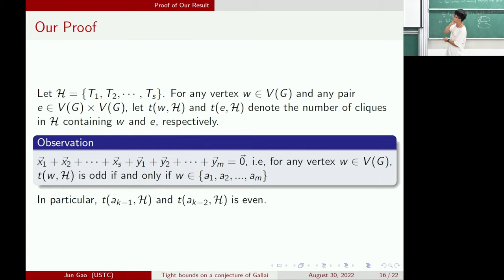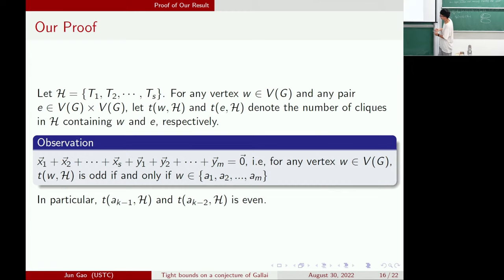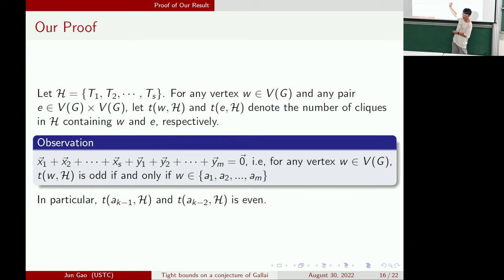And the observation says this: the sum is zero, is equal to when the vertexes belong to A1, A2, AM, the number of the cliques containing this vertex is odd. And if the vertex does not belong to this set, the number of the cliques containing this vertex is even, because this is the incidence vector. So this is an if and only if condition. Because A_{k-1} and A_{k-2} are not in this set, so we know they are even.